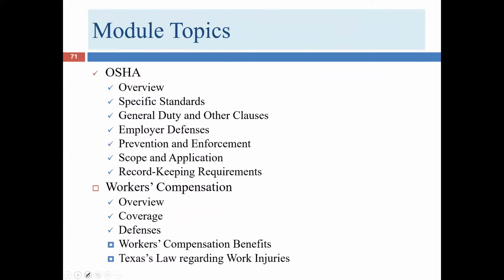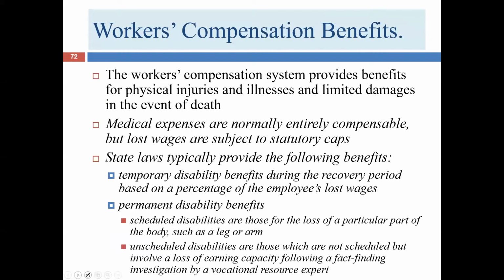Okay, so let's talk about workers' compensation benefits. What does the worker get? Generally, medical expenses are going to be entirely compensable. But again, there may be some limitations on where the worker can go for those types of benefits. For example, there may be only certain medical clinics where benefits can be provided. The insurance company may not automatically approve every type of procedure. For example, there might be more than one way of treating that particular condition.